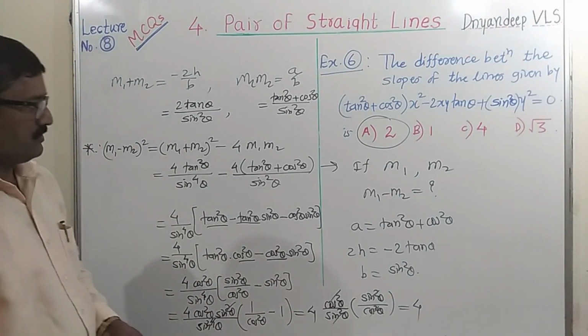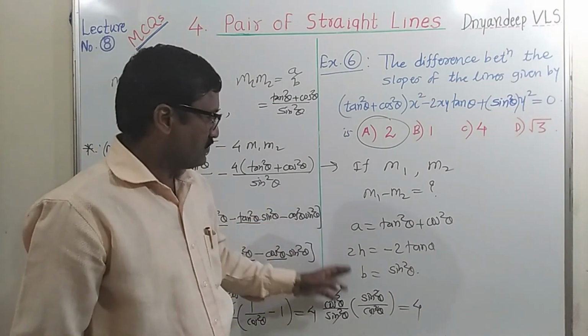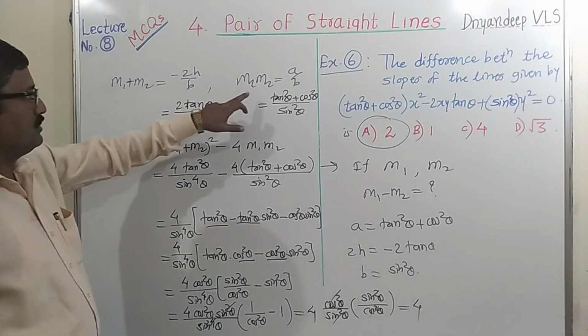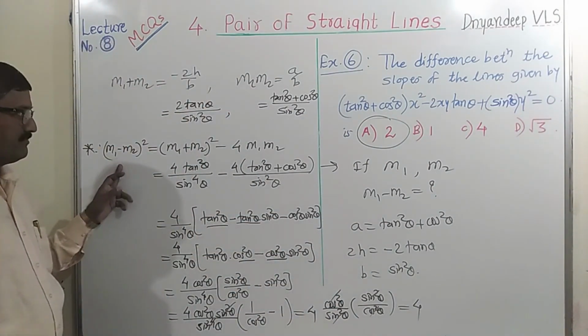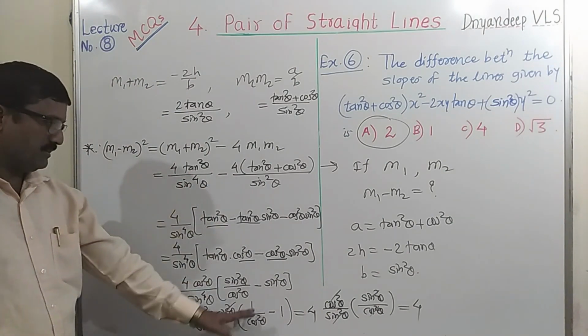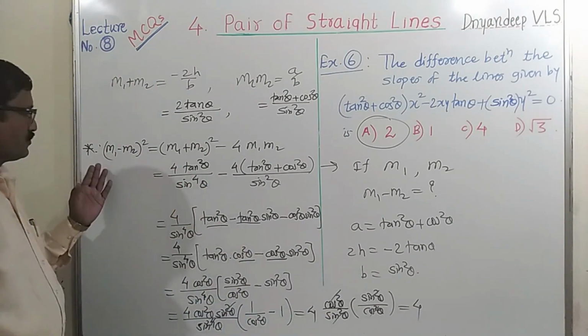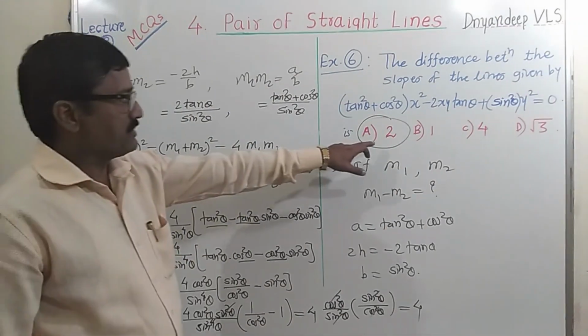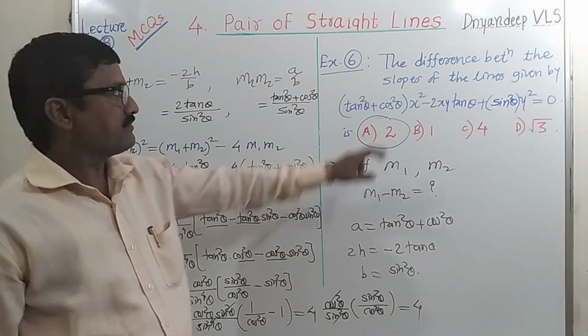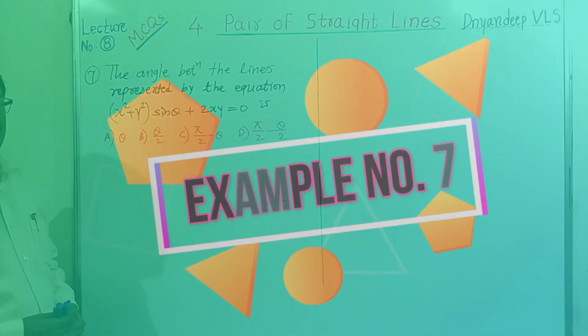Okay. So what to do? First write the values of m1 plus m2 and m1 m2, use this identity, substitute here and simplify, we will get square equal to 4, so the difference will be 2. Okay. Let us see now example number 7.